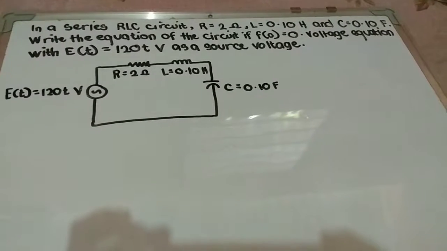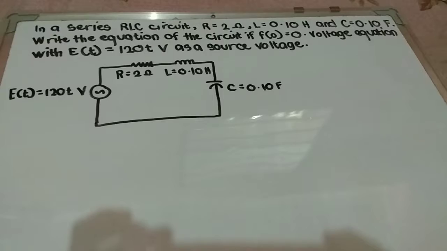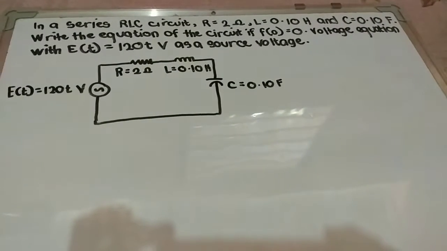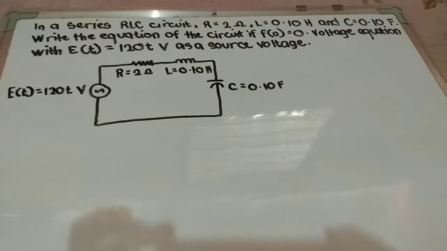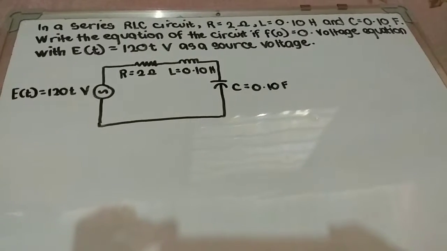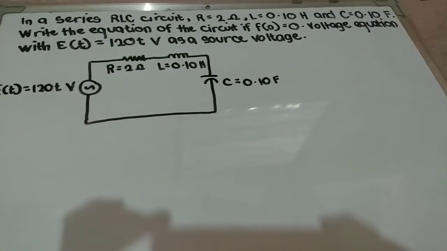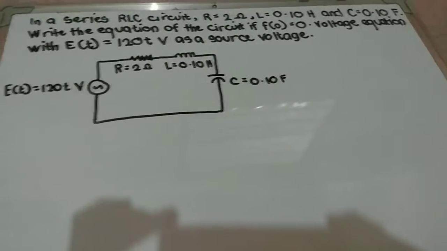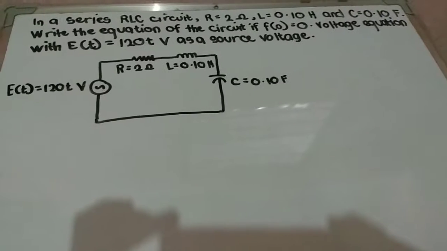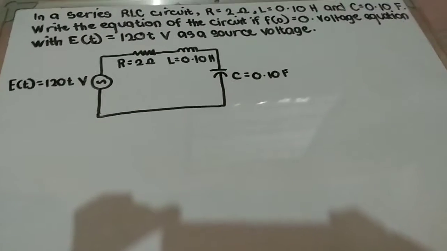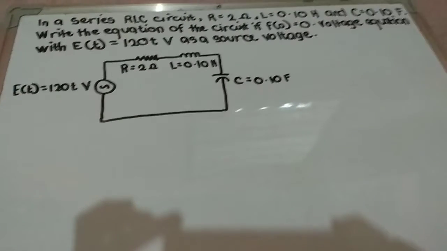In a series RLC circuit, resistance is equal to 2 ohms, inductance is equal to 0.10 henries, and capacitance is equal to 0.10 farad. Write the equation of the circuit if I0 is equal to 0, voltage equation with E in terms of t is equal to 120t volts as a source voltage.